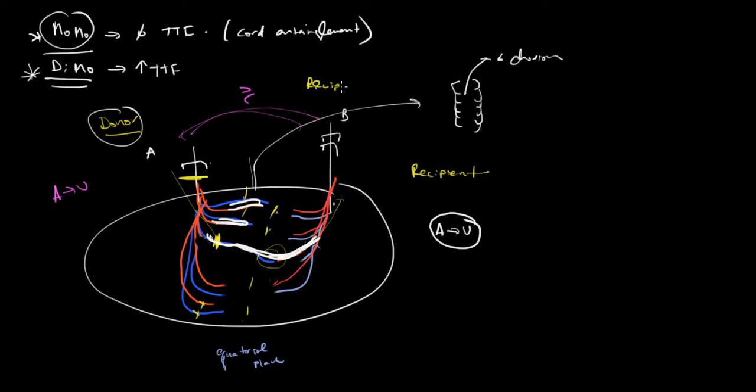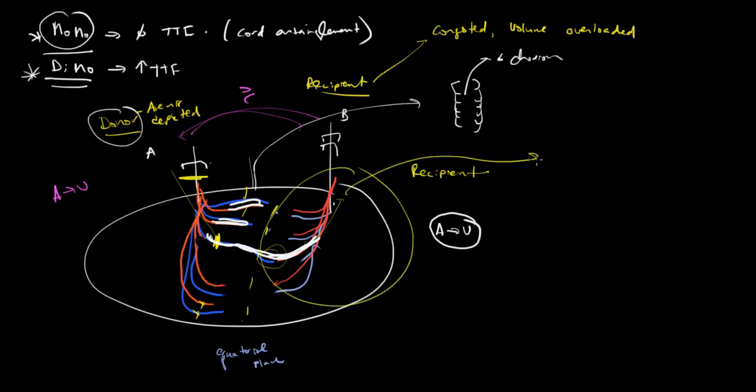And so you could imagine that the donor will really be giving blood to the recipient. For this reason, the recipient is more congested and really has organ congestion and is volume overloaded. And the donor is anemic and depleted. And so because of that, the recipient twin will get what? Will get polyhydramnios, because of all of the extra volume coming in, whereas the donor twin can get oligohydramnios.